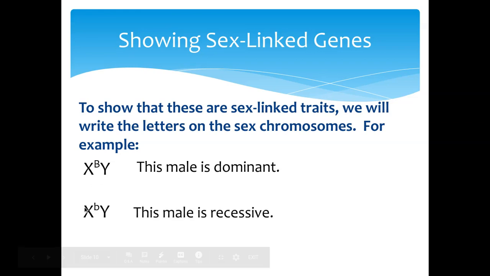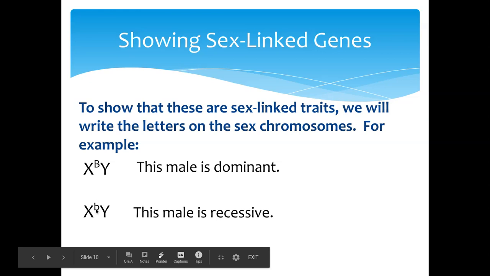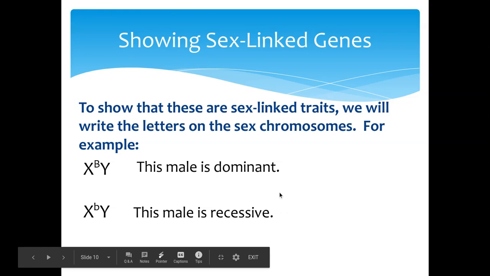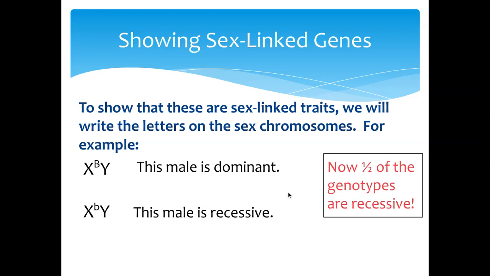In the second case, the male has a recessive lowercase b on his X chromosome, and there's nothing on the Y. That simply means that because there's no dominant allele, the male will be recessive. He only has to get one recessive allele to get the recessive trait. These are the only two combinations that a male can have. So 1 out of 2 of the genotypes are recessive.